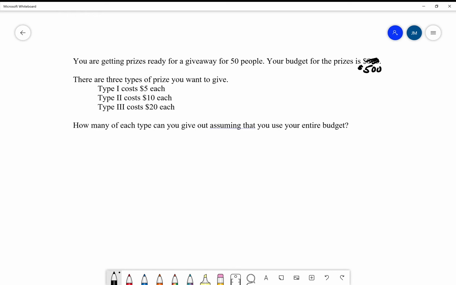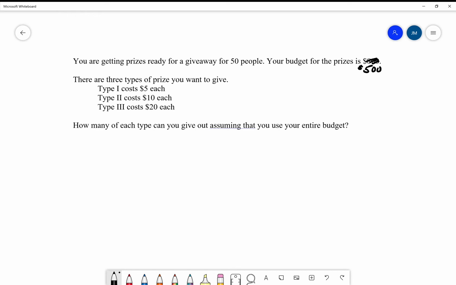So the main idea is that there are three types of prizes that we want to give. There are prizes that cost $5, there's prizes that cost $10, and prizes that cost $20. So we want to know how many of each type of prize can we buy? And the answer might surprise you. So let's just take a look at what we have.